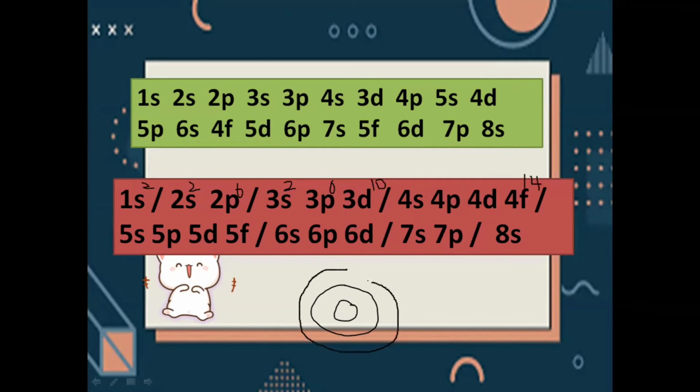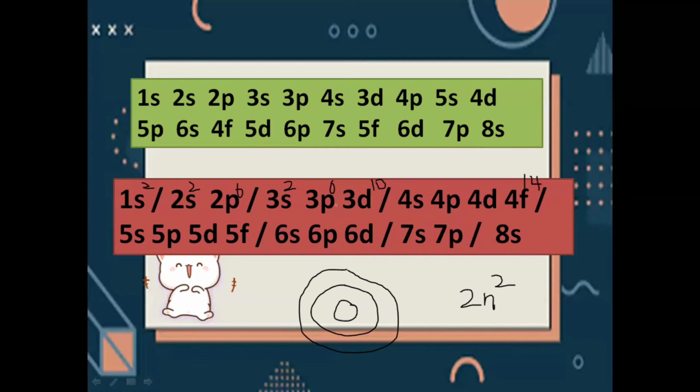Third shell can accommodate up to 18 electrons. So to find how many electrons, the general formula is 2n square. N is the number of shell. Then we can see that 2s and 2p is the second shell. Then n is equal to 2. Then 2 square is 4. 4 2s are 8. Okay, 6 plus 2, 8 electrons.